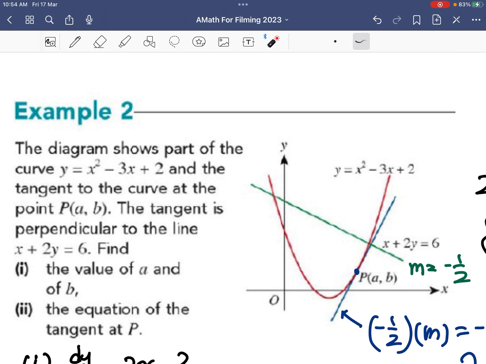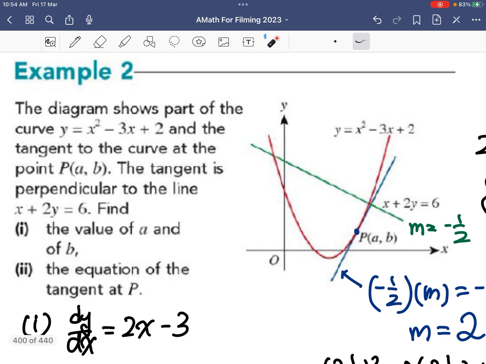And the tangent at the curve is point AB. Okay, so now the tangent is perpendicular. So which tangent are we talking about? This tangent is perpendicular to this line. So how are they related? It means that the product of their gradients will be equal to -1.